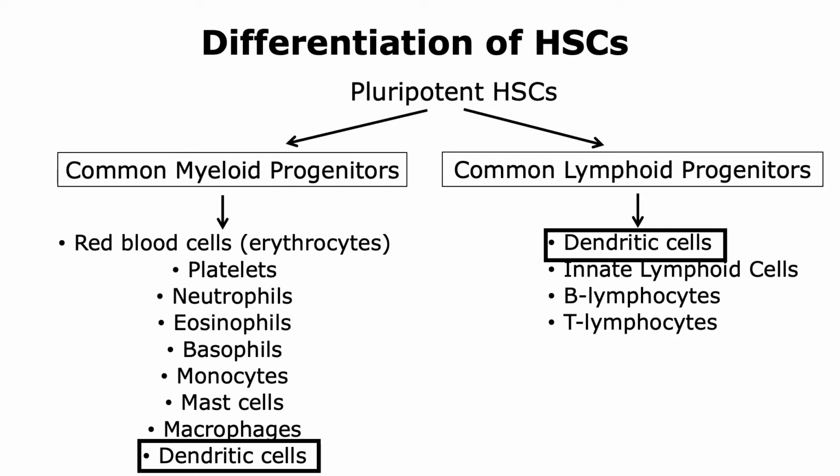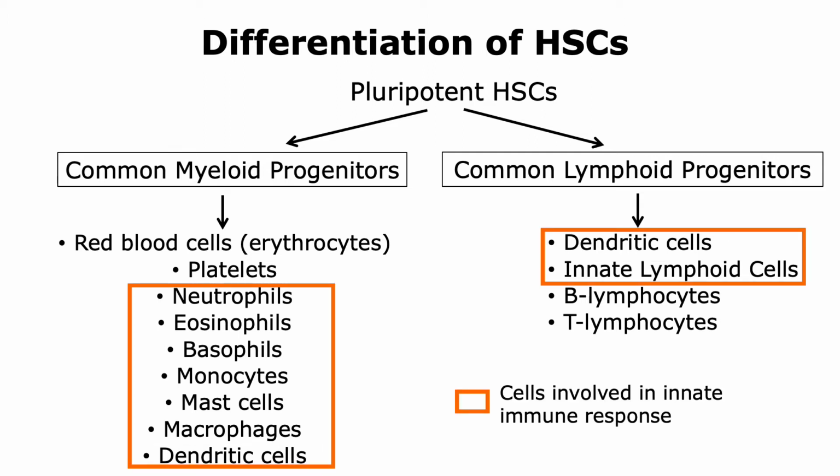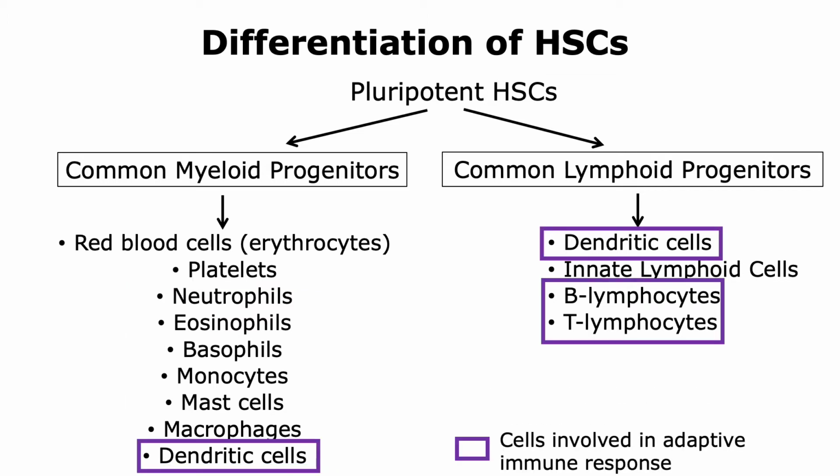Now, when we look at which cells are involved in innate immune responses, then all the cells that are in that orange box are the ones that are involved in the innate immune response. On the other hand, when we look at cells that are involved in the adaptive immune responses, then all the cells that are in that purple box play a role in the adaptive immune response. Now, what should be noted is that dendritic cells actually play important roles in both innate and adaptive immune responses because they act as a bridge between the innate and the adaptive immune response.